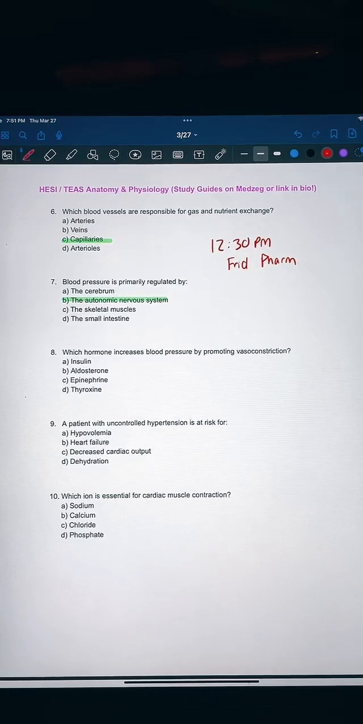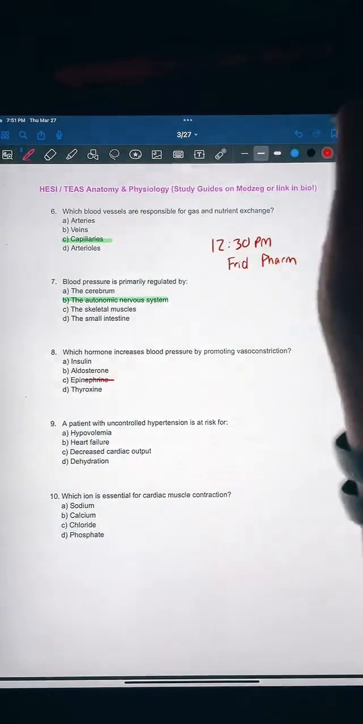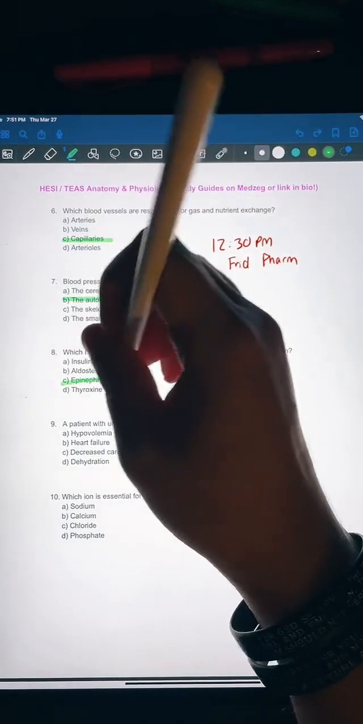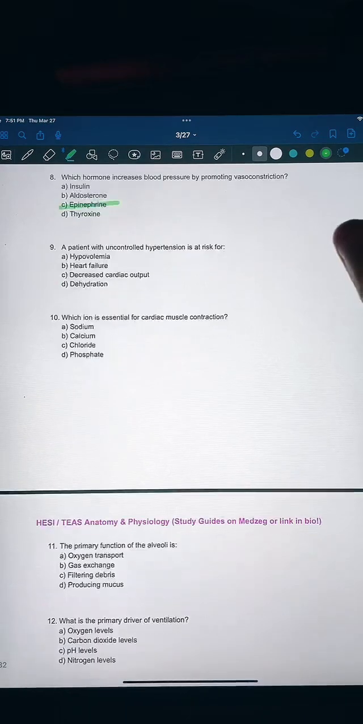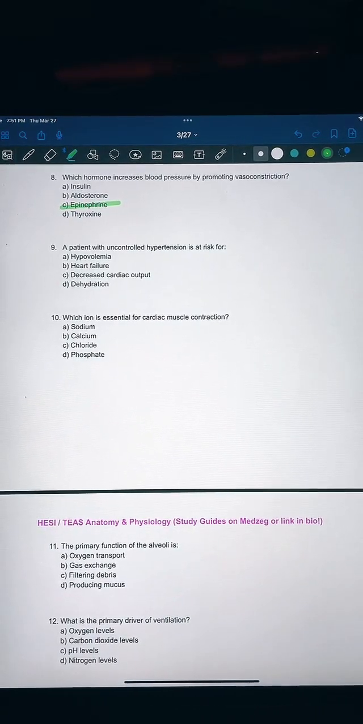The answer is C, epinephrine. Which hormone increases blood pressure by promoting vasoconstriction? That would be epinephrine. Adrenaline causes vasoconstriction, which would increase our blood pressure. Number 9, a patient with uncontrolled hypertension is at risk for what?